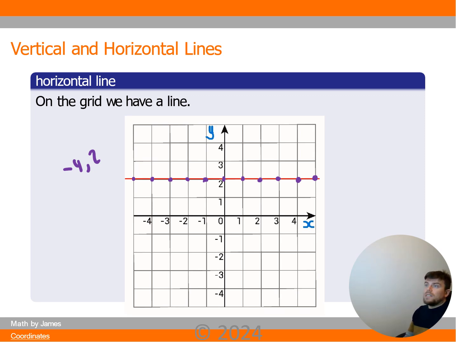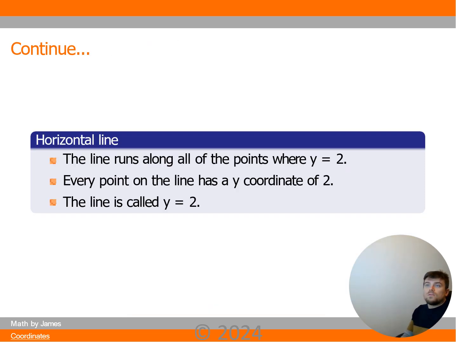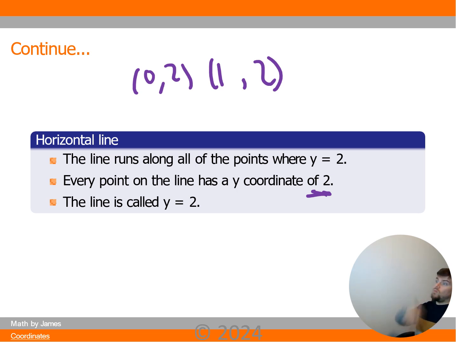So y is always 2. So this then equates to y equals 2. So the horizontal line runs through all the points of y is 2. Every point has the coordinate y of 2. So each point would be 0, 2, 1, 2. We'd keep going. But y is always 2. That's what's common to this.